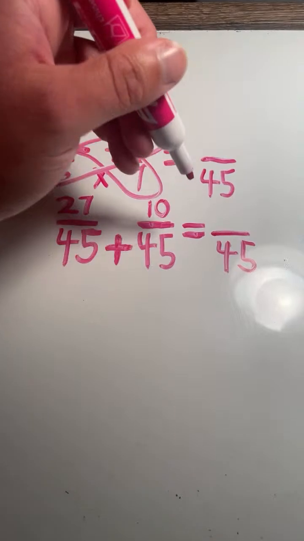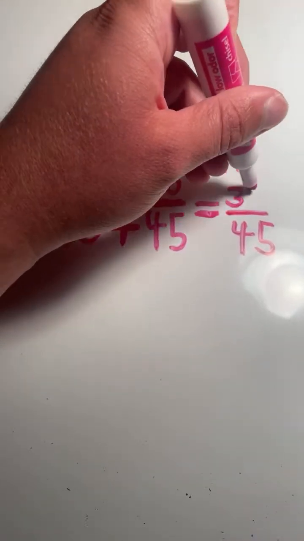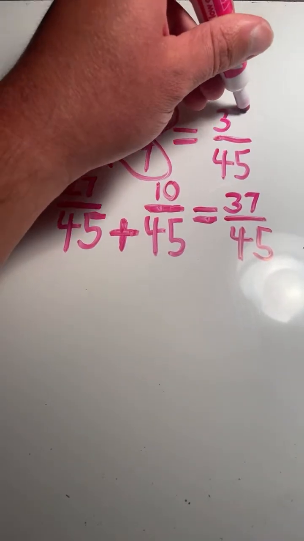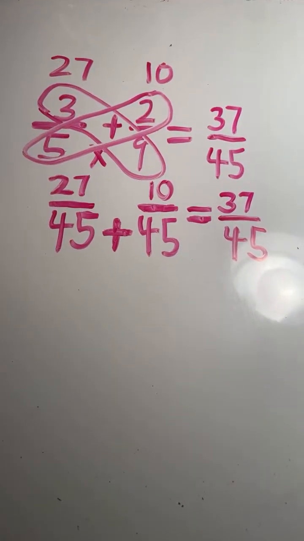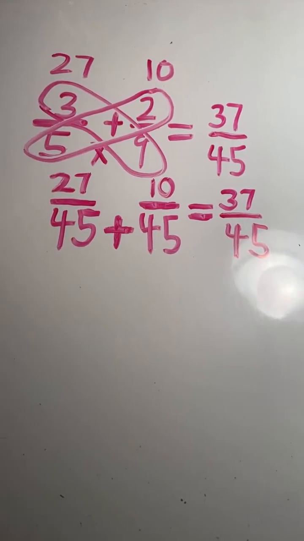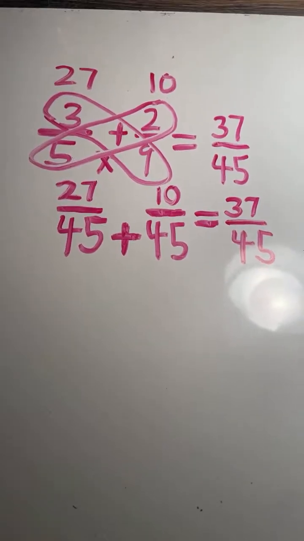So 27 plus 10 equals 37. We have our final answer. 3/5 plus 2/9 equals 37/45.